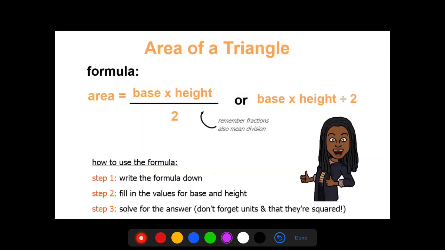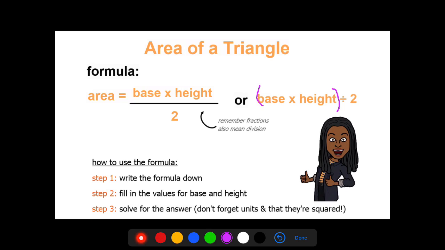Okay, let's find the area of a triangle. Now your formula is similar to parallelograms. It's still that base times height, but because a triangle is pretty much a parallelogram cut in half, we divide it by 2. So we take the base times the height first, and then we divide it by 2. I know that multiplication and division just came right back and snuck in.